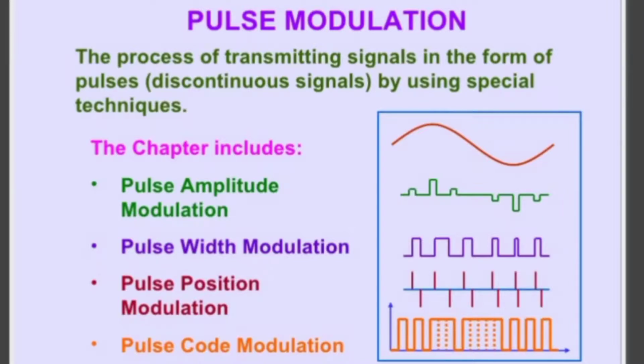We can represent all these three in one diagram. That is the analog signal. After that, it is pulse amplitude modulation, the first one in green color. That is, the amplitude of the pulse depends on the analog signal. Similarly, in pulse width modulation, the width of the pulse is varied. If the amplitude is more, the width of the pulse increases. In pulse position modulation, the position of the pulse is varied according to the analog signal. Pulse code modulation is a digital technique that we'll discuss later.